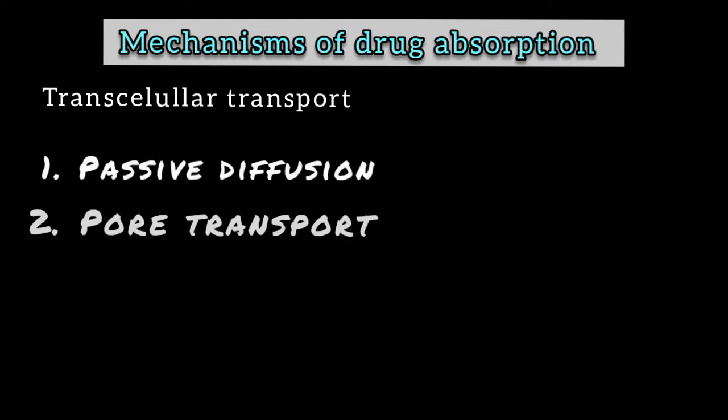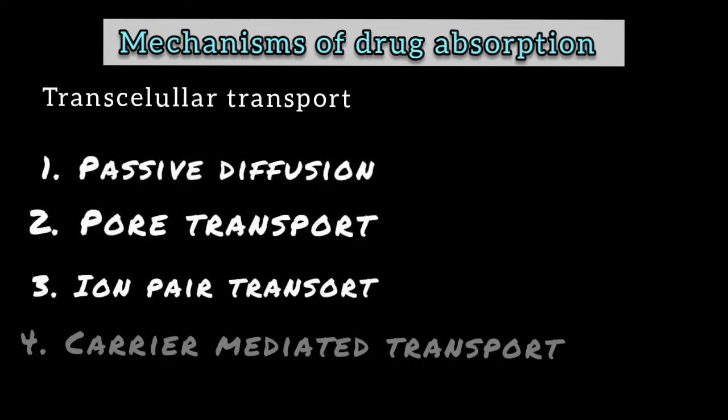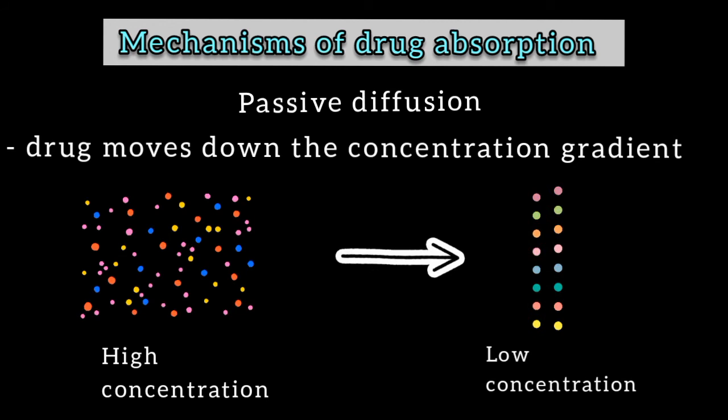Now we're going to focus on transcellular transport, and it is divided into four, which is passive diffusion, pore transport, ion pair transport, and carrier-mediated transport. Now first we're going to discuss passive diffusion. So in passive diffusion, the drug will move from a high concentration to a lower concentration.